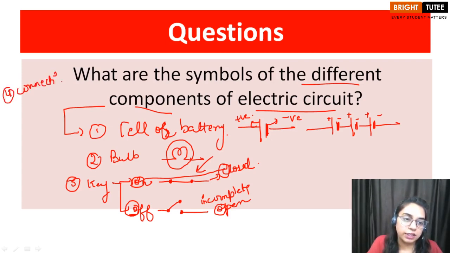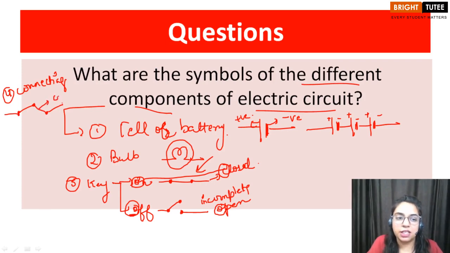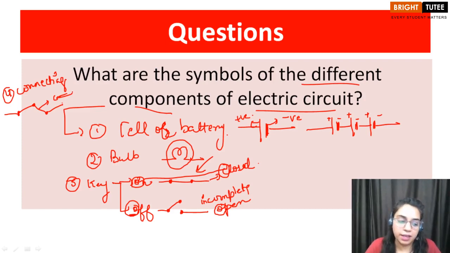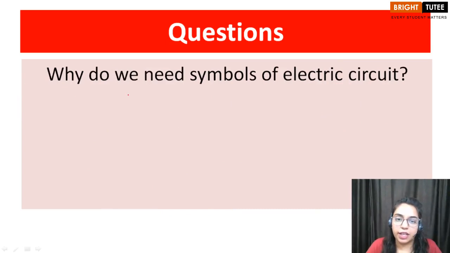This is relatively simpler. Connecting wires, we just represent them by straight lines and we connect them to the connecting points like this. Okay, this represents the connecting wire. So these are the different symbols of the components which are used in an electric circuit. Okay, so let's move ahead to the next question.